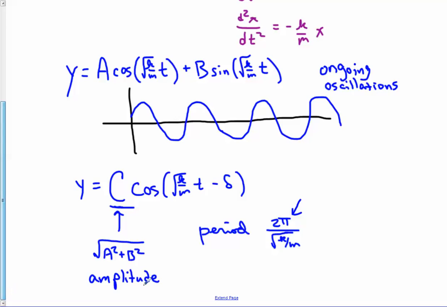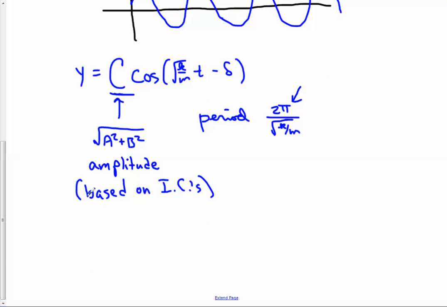In fact, let me just denote that here. The amplitude would be totally based on your initial conditions. The period is not, which is interesting. How fast it goes actually is not determined at all by the initial conditions, because this formula here is only based on the k and the m, which are the physical things that we started with. Okay.